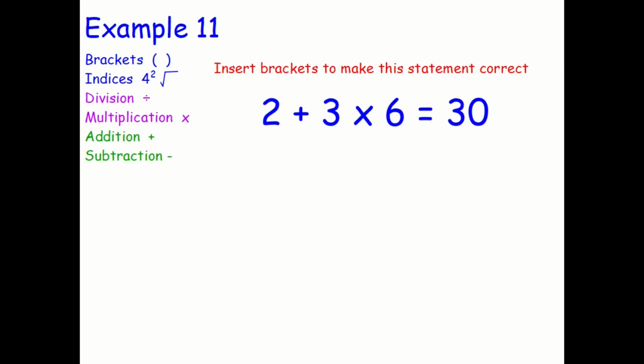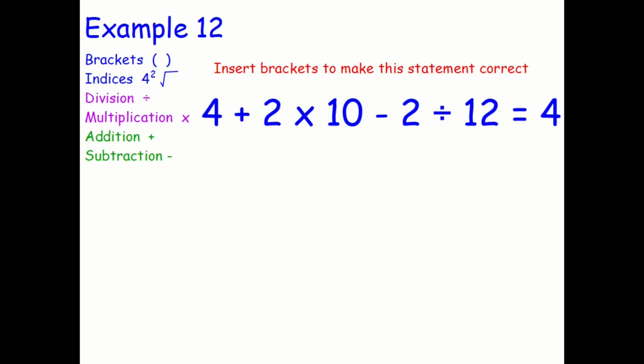Well, as I say, it's not going to be here, because 3 times 6 is 18, and 18 plus 2 is 20. It's not going to be that. So I think it's going to be this. Let's check. 2 plus 3 is 5, and 5 times 6 is 30. Now it is correct.